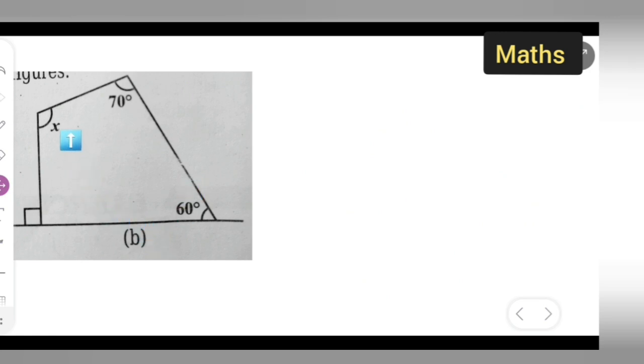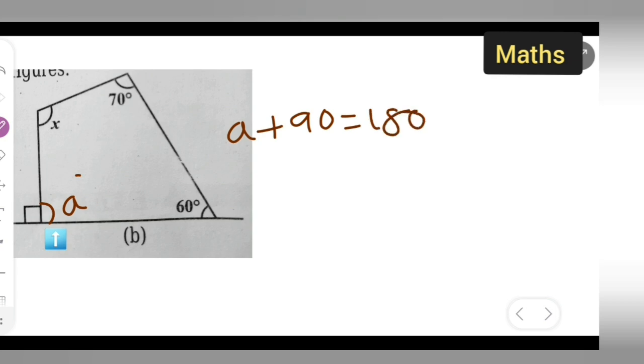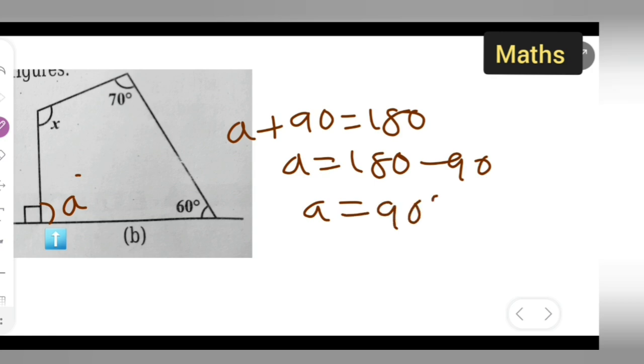We need to find the value of x here. So here one value is not given, but we know that this will be 90 degree. What we do is use a linear pair. If we consider this part as A, then A plus 90 is equal to 180. So A is equal to 180 minus 90. If you all do, you will get A to be 90 degree. Okay, so I can write it as 90 degree. So this we got.